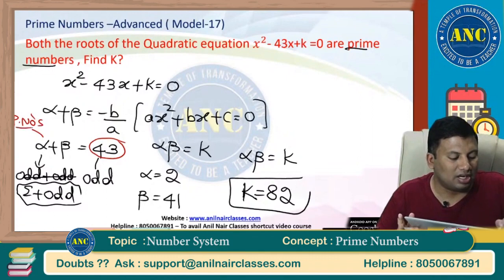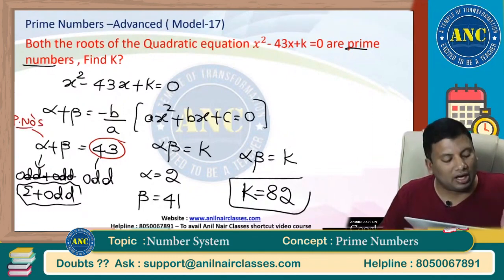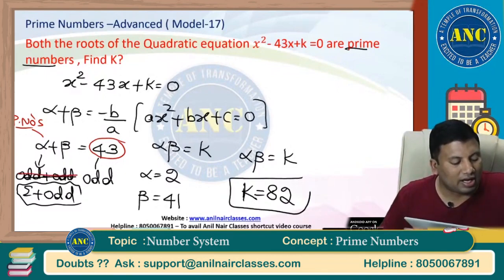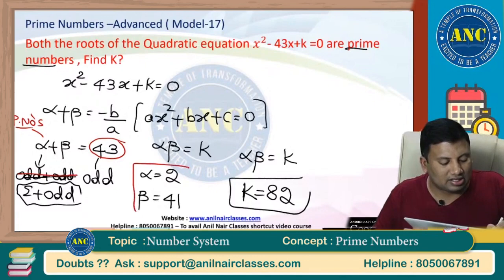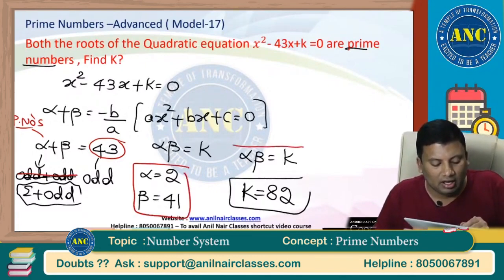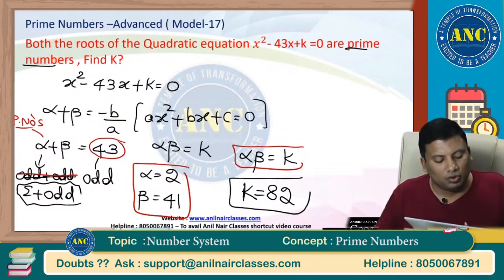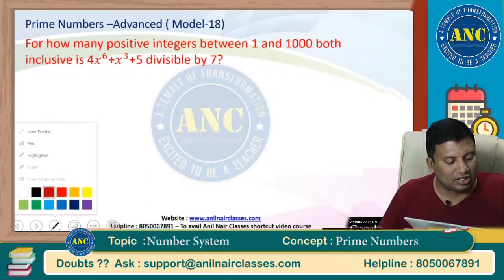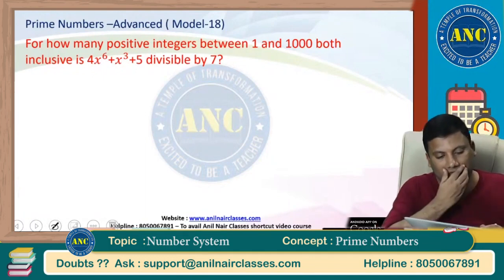Odd plus odd is even. Both of them cannot be odd. Even plus even, not possible. One has to be even, another has to be odd. So the only even case that is possible is alpha 2 and beta 41. Product of the roots is 2 into 41, which is 82. Idea clear? Next, beautiful question.